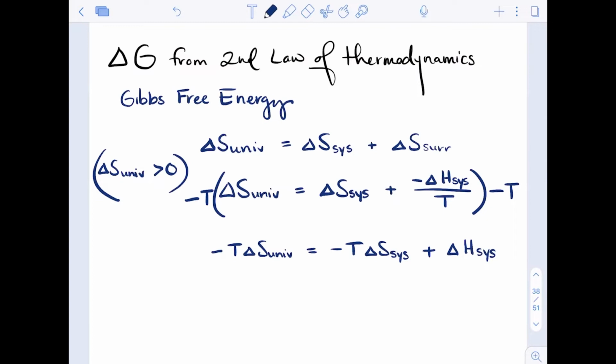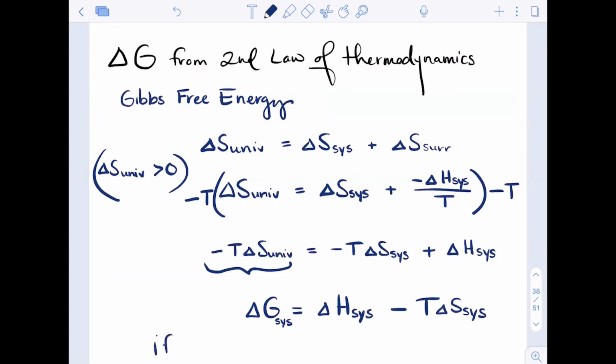Now, we do know that the negative T delta S of the universe here needs to still be greater than 0. And what we do is we normalize this and we say this is now called Gibbs free energy, delta G. And that is equal to, I'm going to put the negative at the end because that's typically how we write it, delta H minus T delta S. All of these are going to be geared towards the system. What is the change in energy of the system? What is the maximum work energy that can be released to the surroundings?